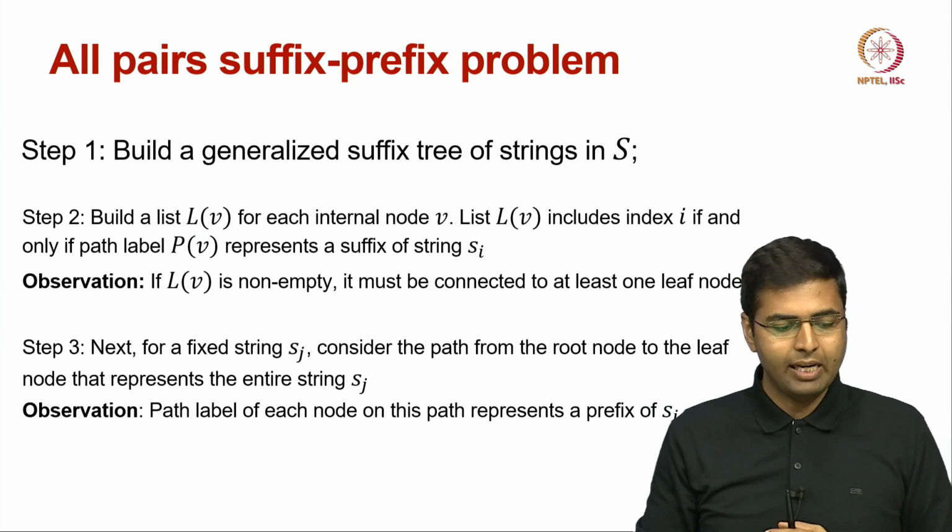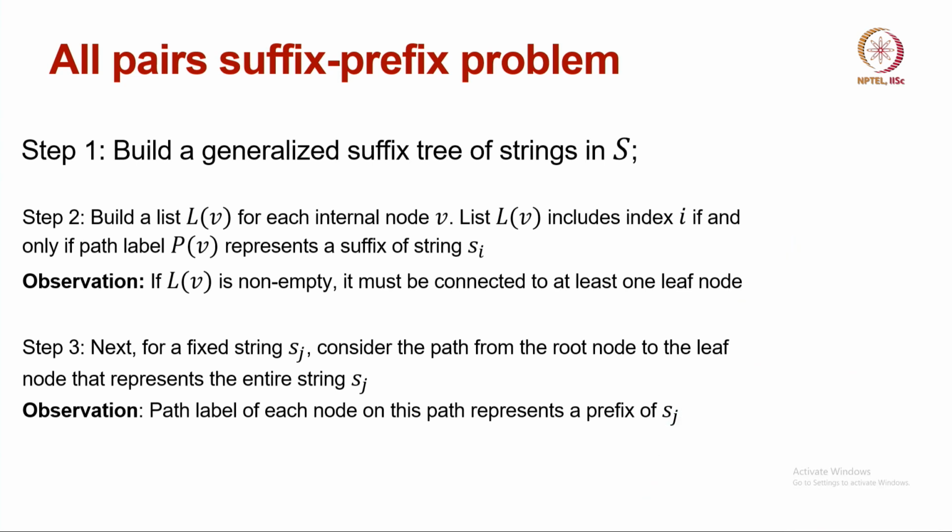The next step in the algorithm is the following. For a fixed string Sj, I am going to look for the path from the root node to the leaf node that represents the entire string Sj, because remember that the entire string Sj is also a suffix of string Sj. So, if I fix my string Sj, then there must be a path from the root node that spells the entire string Sj. I am going to focus on this path because this path is important for us, right. So, this path spells the entire string Sj.